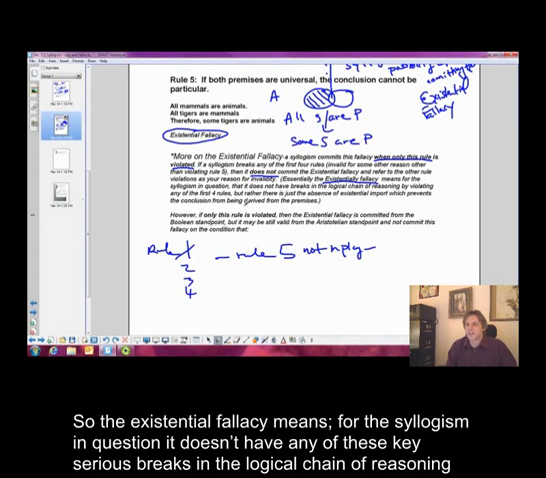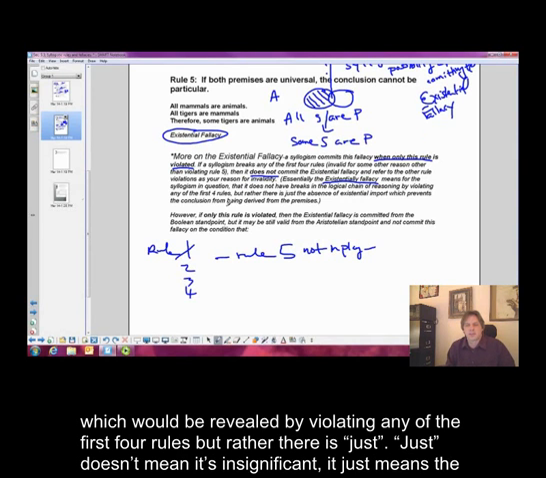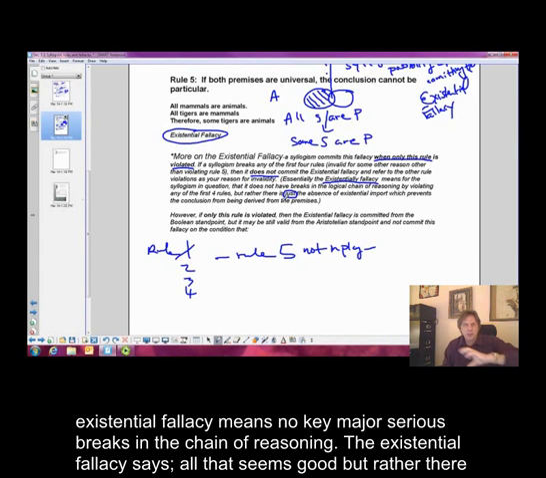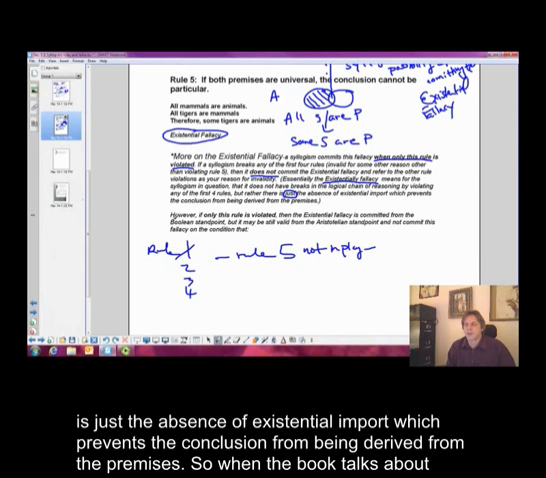So the existential fallacy means, for the syllogism in question, it doesn't have any of these key serious breaks in the logical chain of reasoning, which would be revealed by violating any of the first four rules, but rather there is just, and just doesn't mean it's insignificant, the absence of existential import, which prevents the conclusion from being derived from the premises.